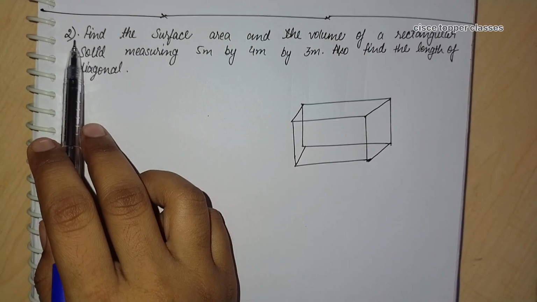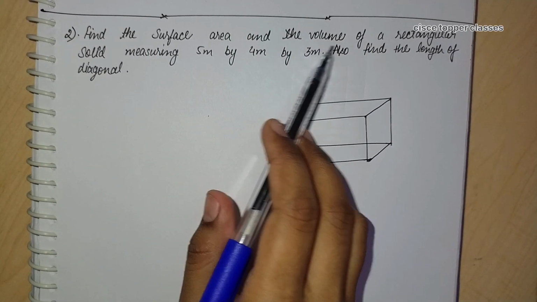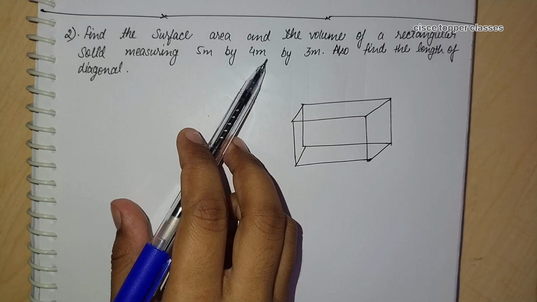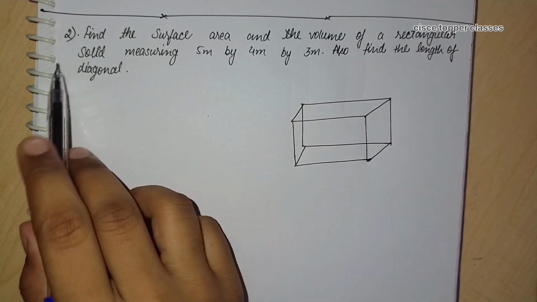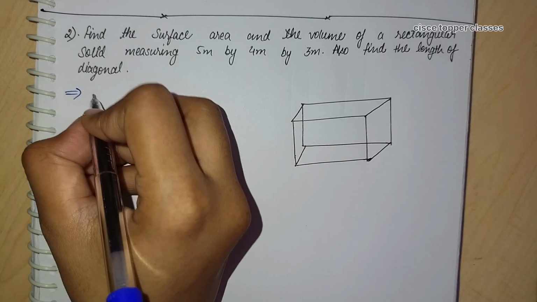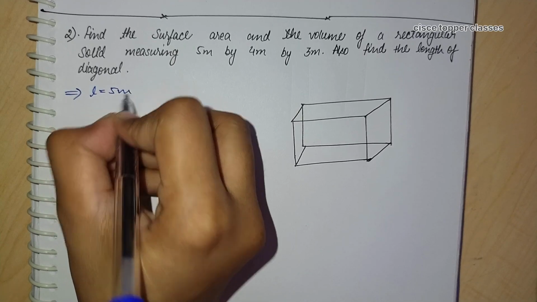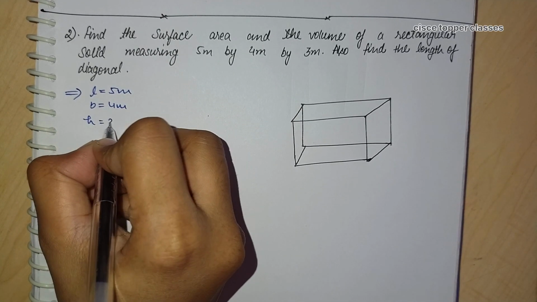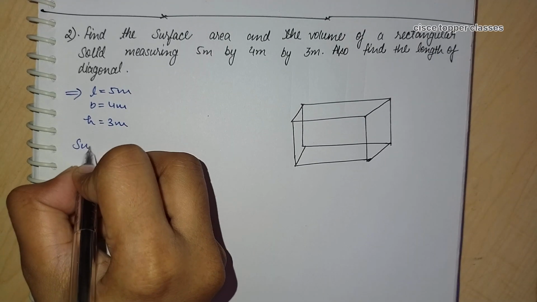Let us solve here question number second. Find the surface area and the volume of a rectangular solid measuring 5 meter by 4 meter by 3 meter. Also find the length of the diagonal. So here we can see length is given of this cuboid as 5 meter, breadth as 4 meter, and height as 3 meter. We have to find firstly the surface area.